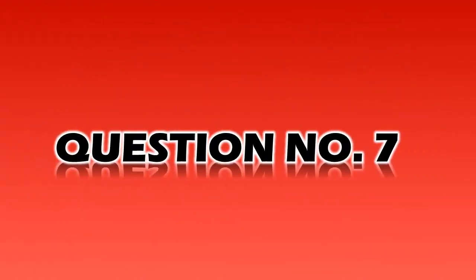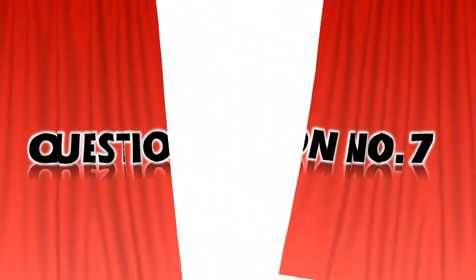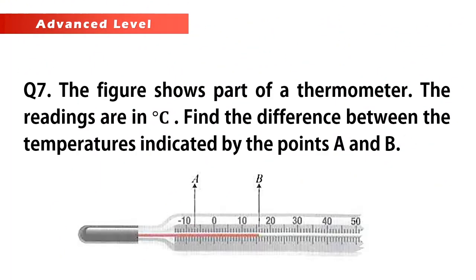Question number 7. The figure shows part of a thermometer. The readings are in degrees Celsius. Find the difference between the temperatures indicated by the points A and B.